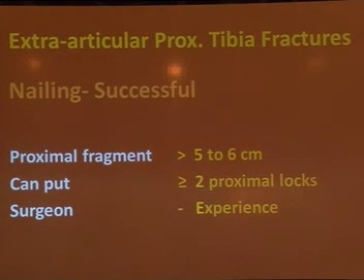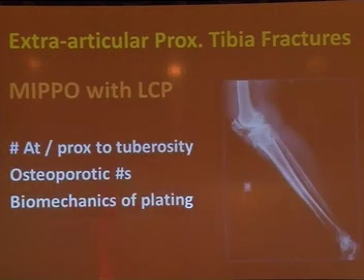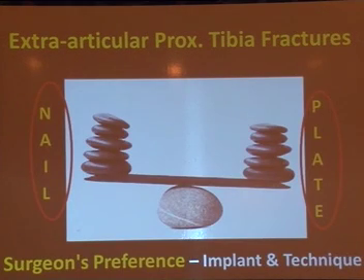Nailing is successful when the proximal fragment is more than 5 to 6 centimeters long and can take more than 2 locking screws, and the surgeon is experienced in nailing. Locking plate is very useful when the fracture is very high up, and in osteoporotic fractures, probably if the surgeon is very aware of the locking plate concept. So to balance it, it is probably the surgeon's decision and experience to choose the implant and the technique. By that we can bring a better outcome. Thank you all.